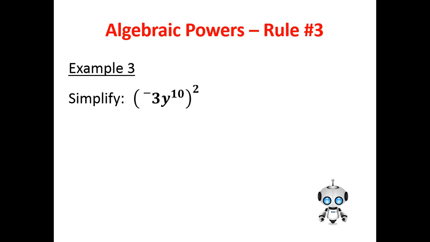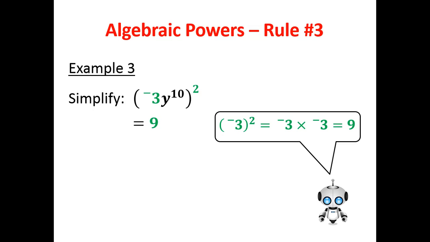Alright, example 3. Simplify. Negative 3 y to the power of 10 all squared. Well, a squared means we're going to go negative 3 squared, which means negative 3 times negative 3. Negative 3 times negative 3 makes positive 9. 2 negatives make a positive, so we write the coefficient 9 out the front.